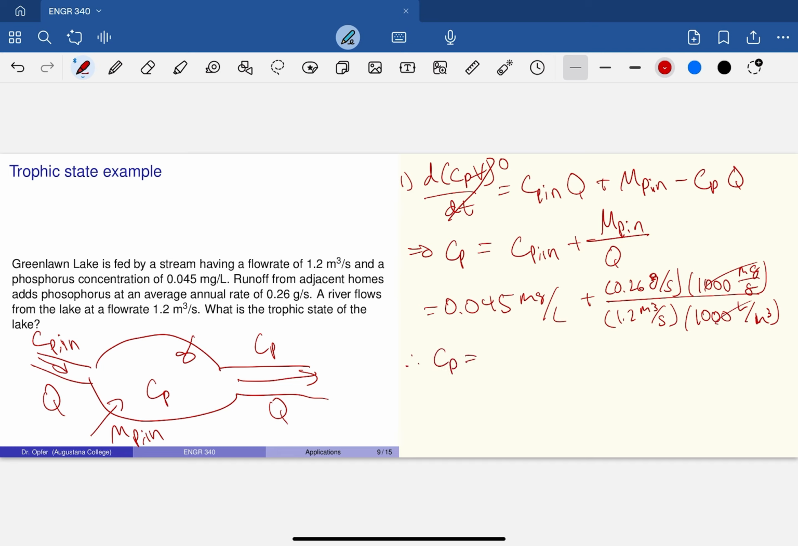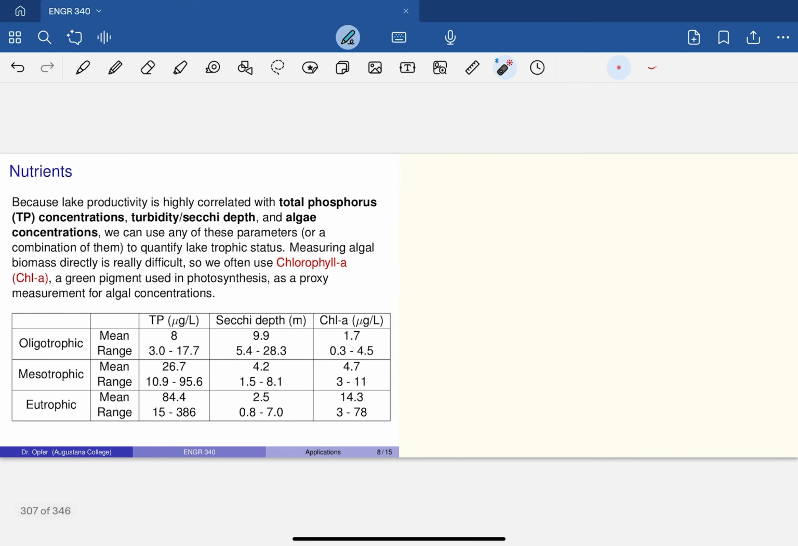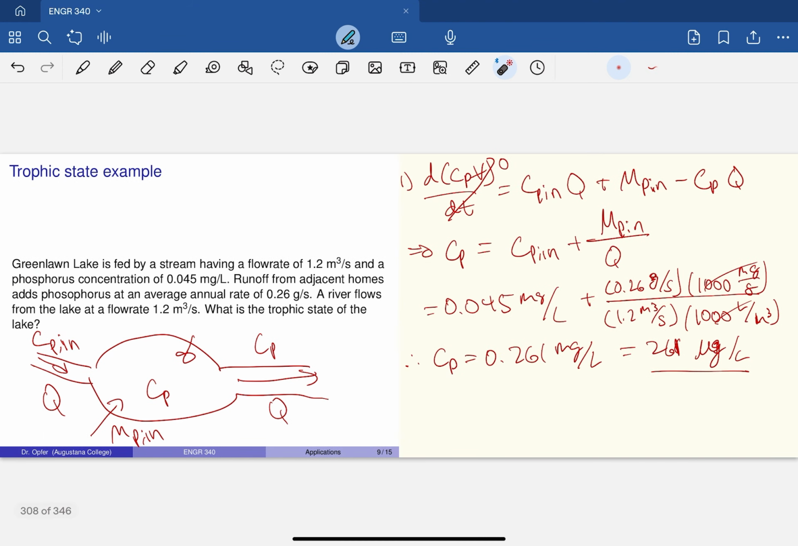We get CP is equal to 0.261 milligrams per liter, which is equal to 261 micrograms per liter. Why micrograms? Because the whole point is I want to look at this table, which is in micrograms per liter. If I look for 261 micrograms per liter on this table, I'm easily within the eutrophic range. So hence, Green Lake is eutrophic.